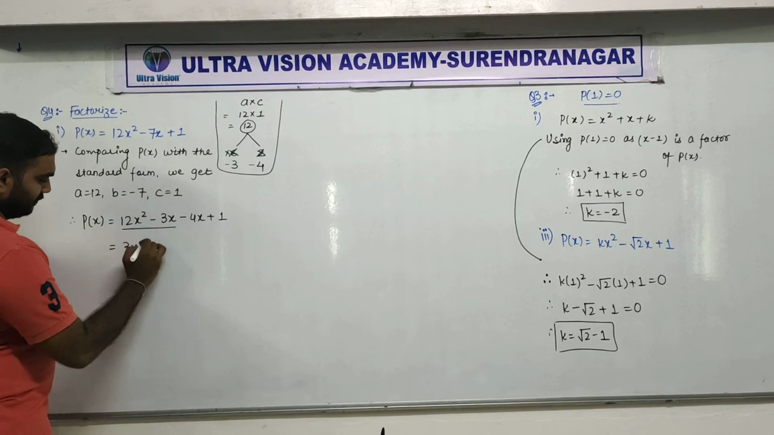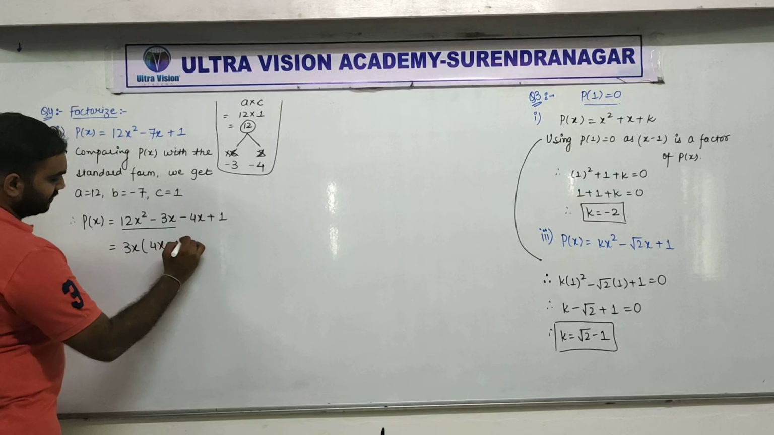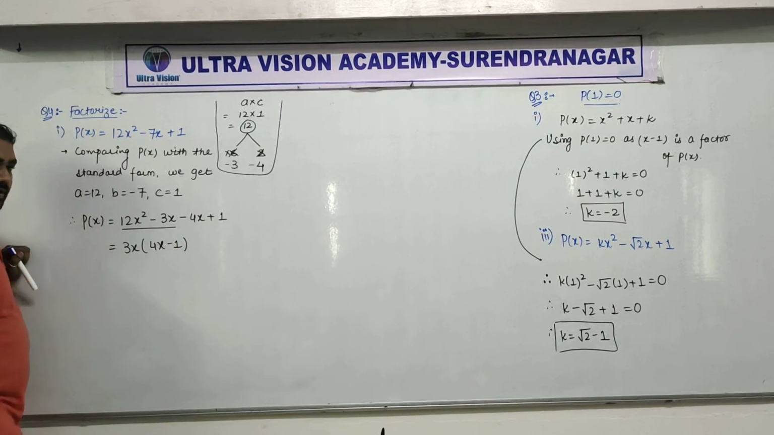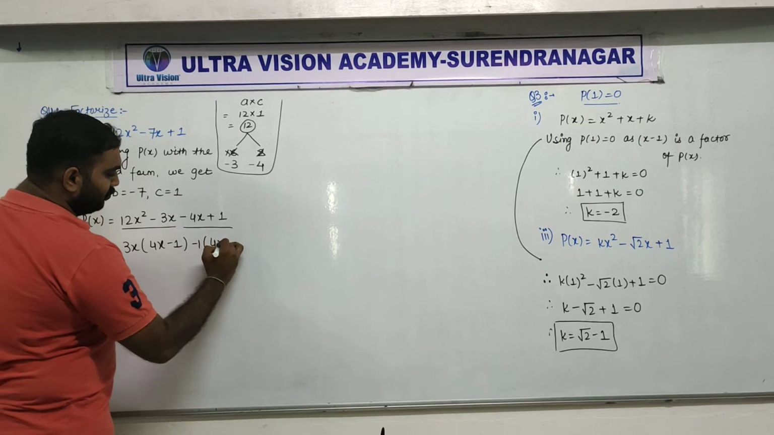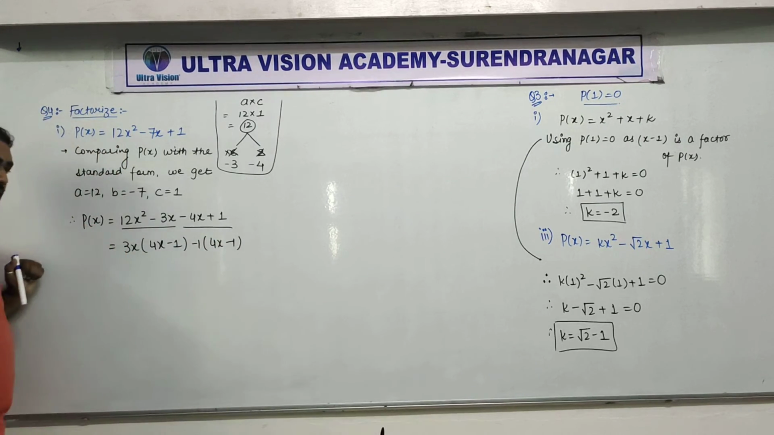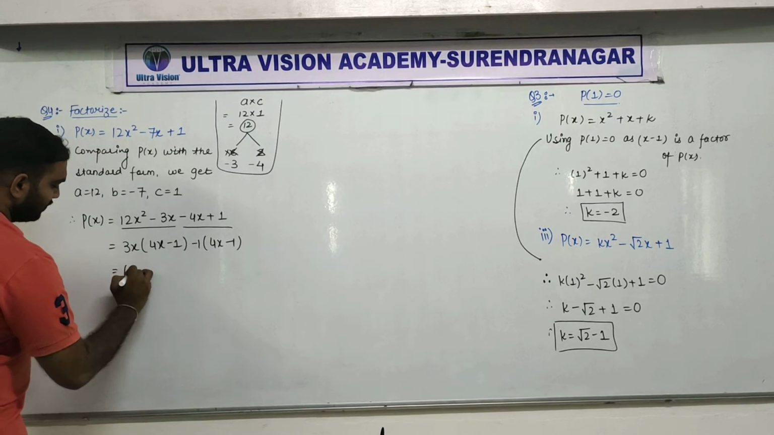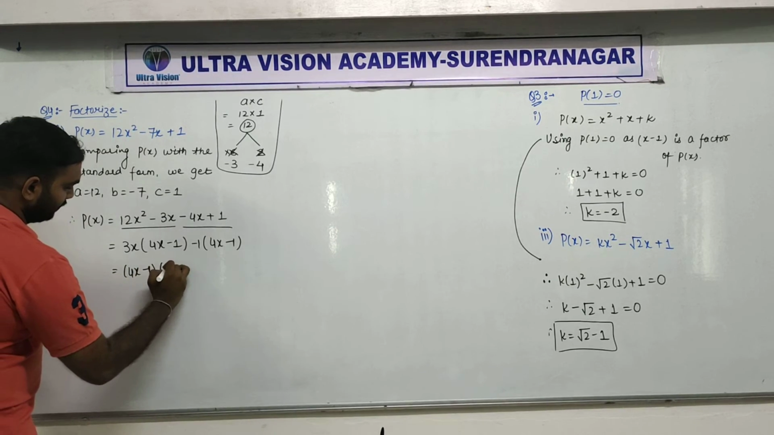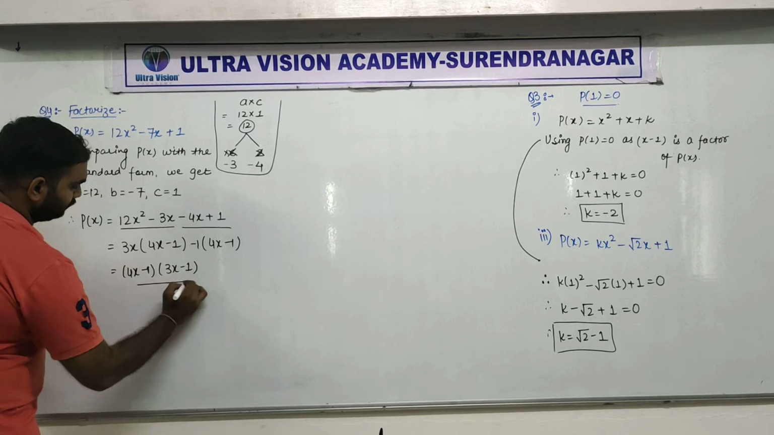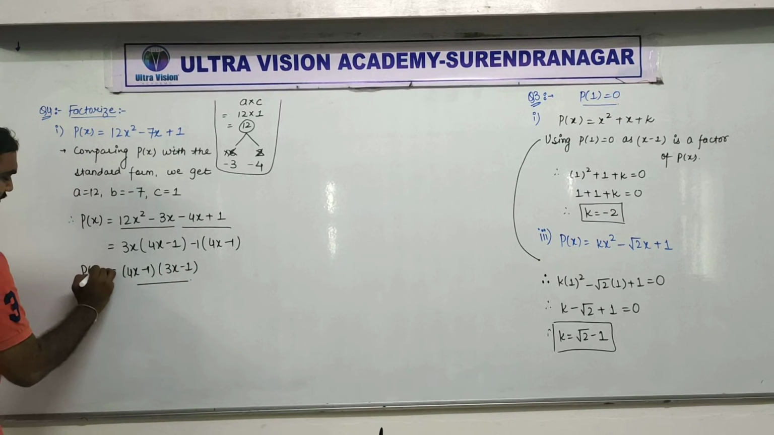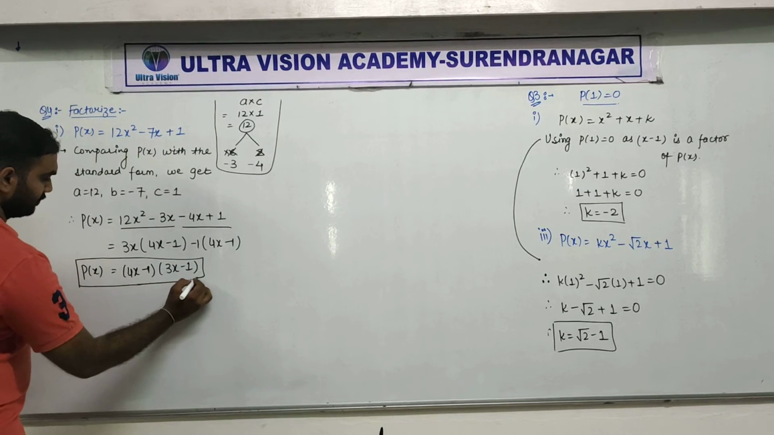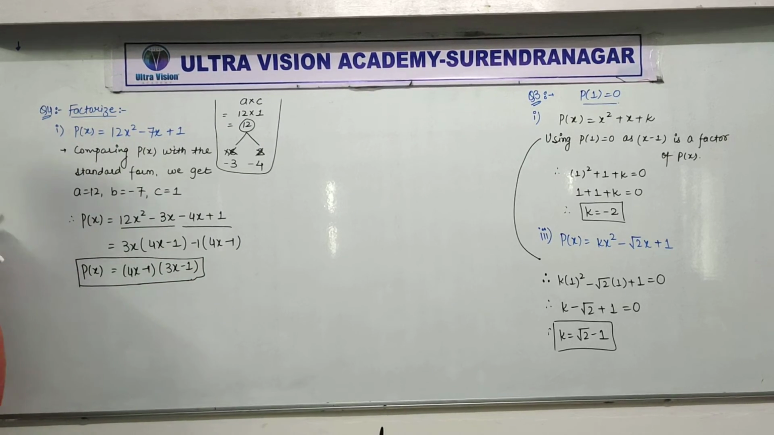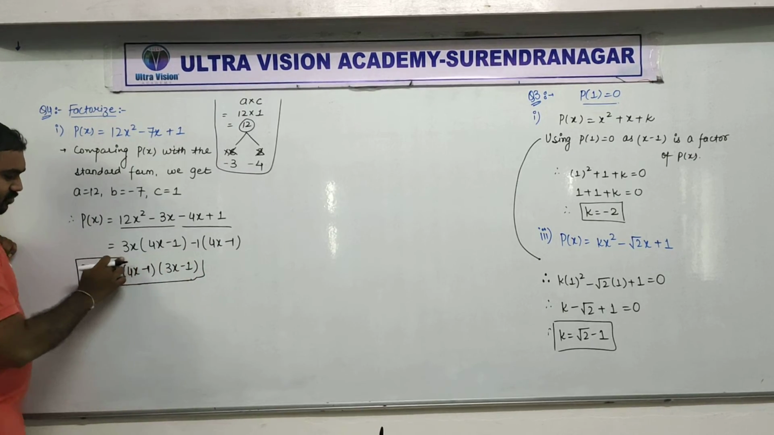3x into 4x minus 1, minus 1 into 4x minus 1. So what will be the factors? 4x minus 1 and 3x minus 1 are the factors of p of x. Ready? Yes. Sure? Yes. Next one.